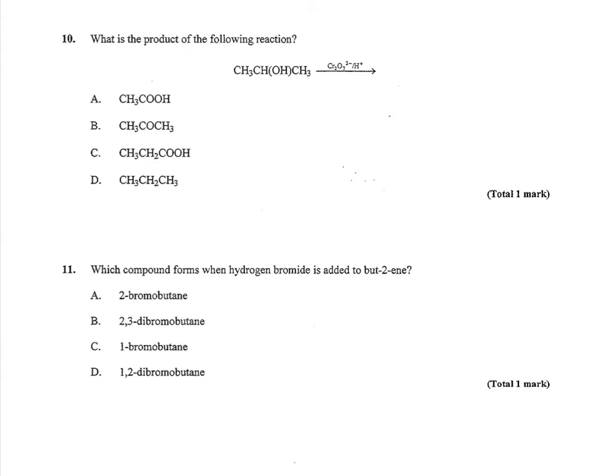So what you should notice is that you've got H plus showing that you've got acidified dichromate. So these are the conditions for oxidizing an alcohol. And then I see the OH here, so I know it's a secondary alcohol. So I would expect to make a ketone, or B here, CH3COCH3, because this hydrogen and this hydrogen are going to produce H2 and leave behind the CH3COCH3.